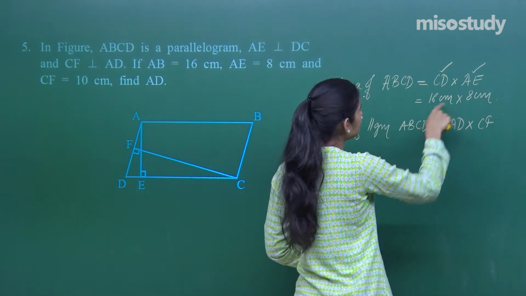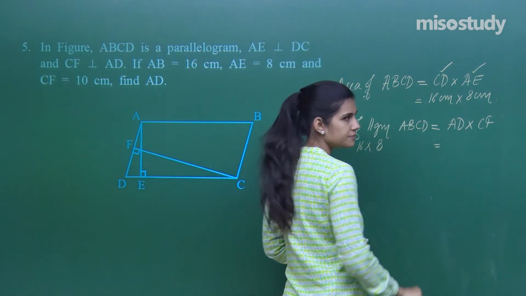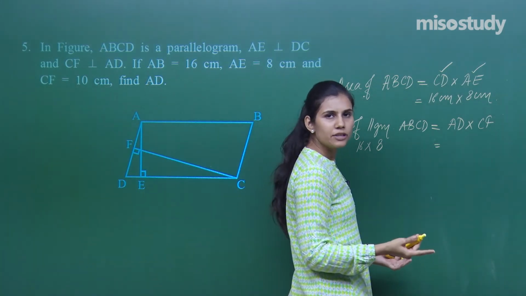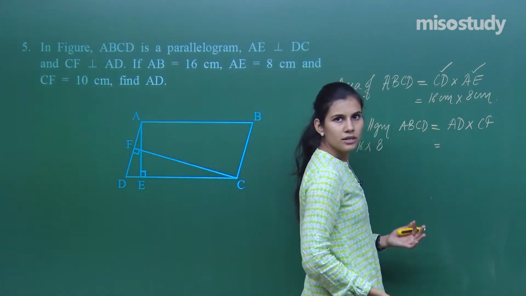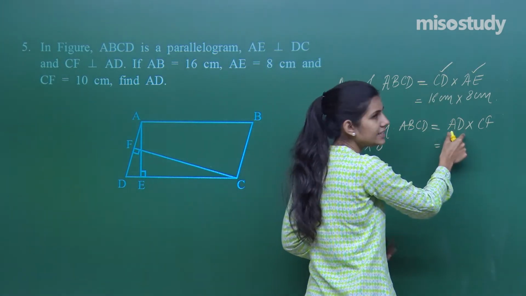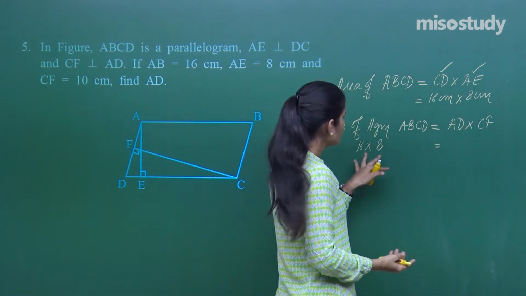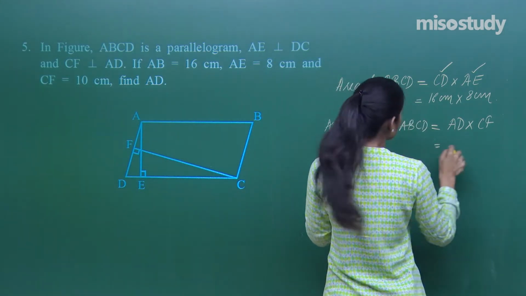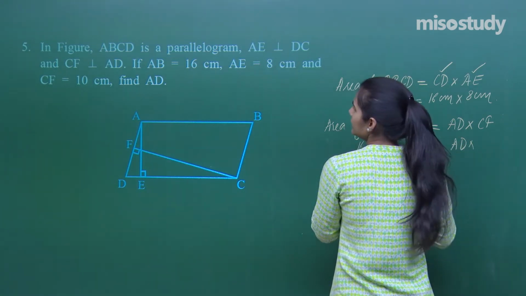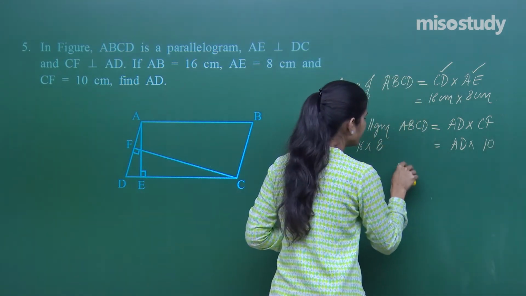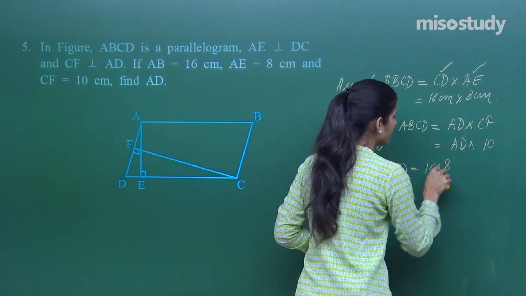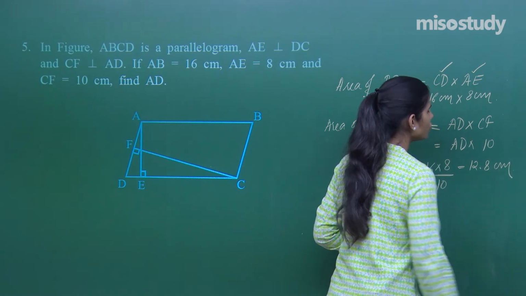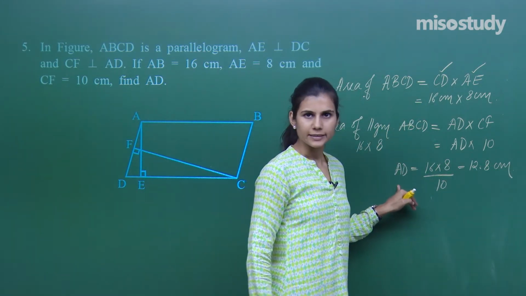Area of the parallelogram ABCD from here is 16 into 8. Area obviously is going to come out to be same whether you take any side as the base and multiply it with the corresponding altitude, area will be same. So area when CD was the base and area when AD is the base, it's going to be the same. So whatever is the area is also equal to AD into CF. So AD I don't know, CF is 10, so AD comes out to be 16 into 8 upon 10, which is 12.8 centimeters. That's how you compute the side length AD.